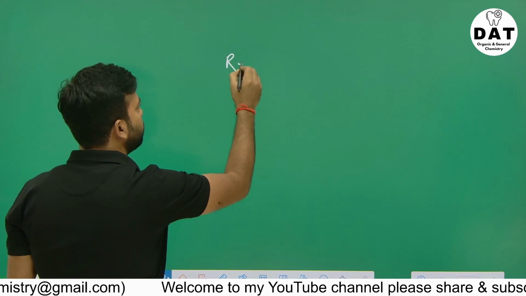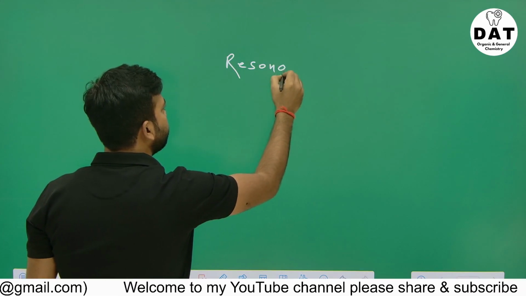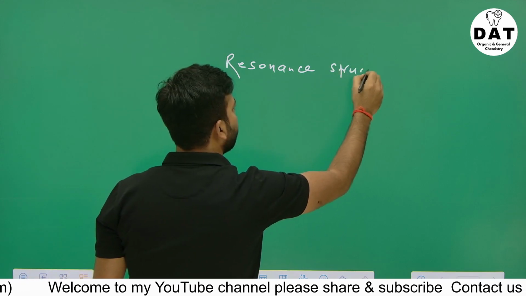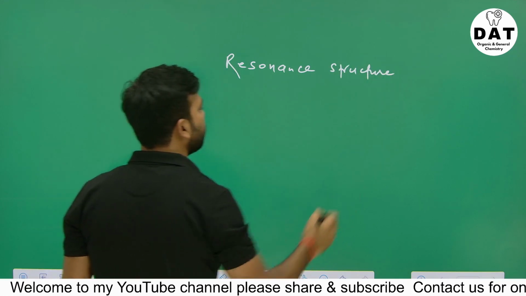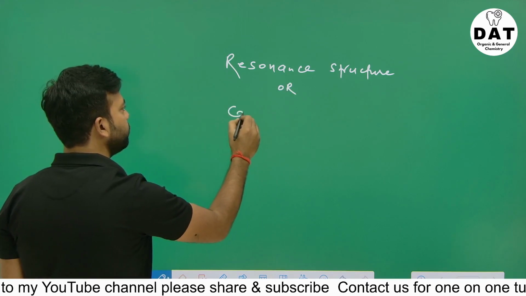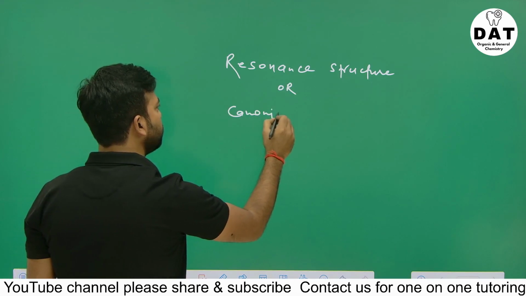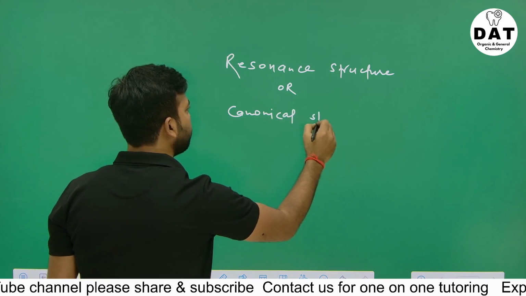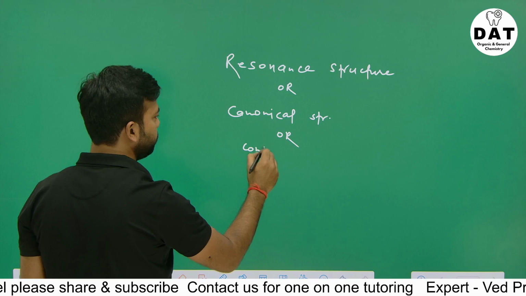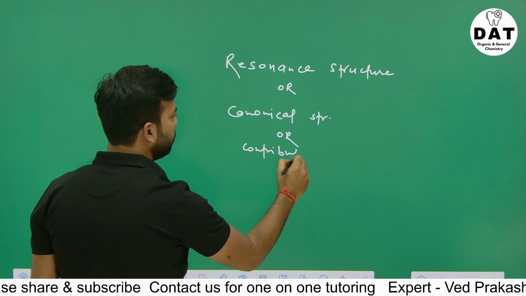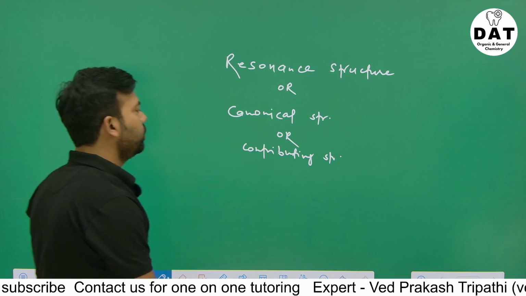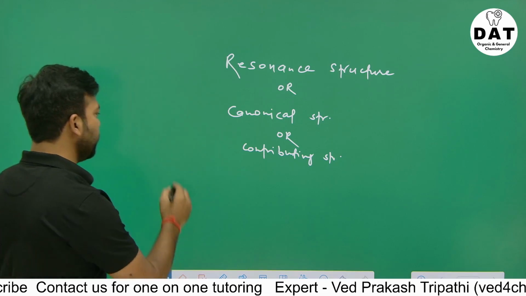Resonance structure. This one is also called canonical structure, or contributing structure. So in DAT we should know these types of resonance structure.